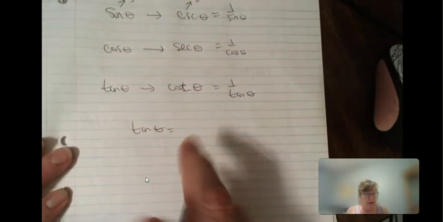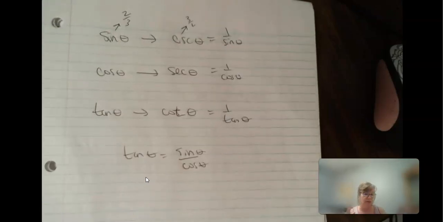Okay. Another important thing to know is that tangent is SOHCAHTOA, but it's also sine divided by cosine. That can also give you the tangent. Okay, so those are kind of some important things to know.